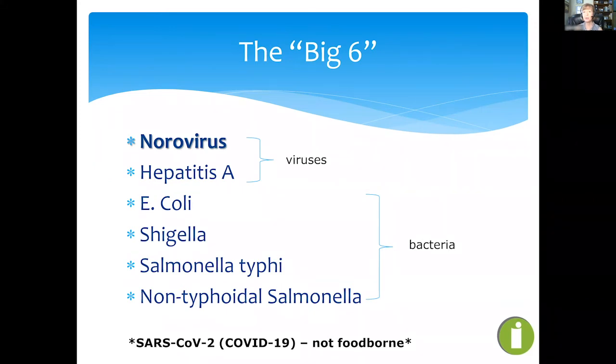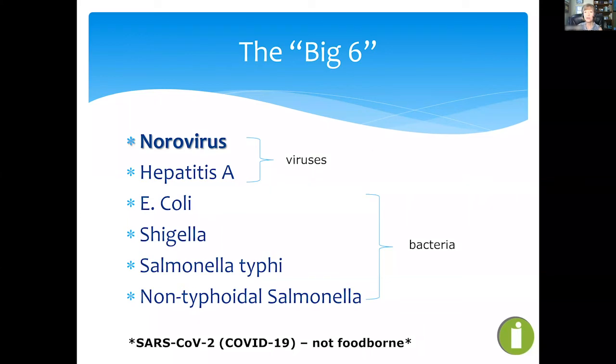Yesterday we talked about the Big Six. It's exposure really to any foodborne illness, but the ones that are most transmittable, that we focus on the most, are the ones you see listed here: the two viruses, norovirus and hepatitis A, and we're spending our time talking about norovirus today, as well as the four bacteria: E. coli, Shigella, Salmonella Typhi, which is typhoid fever, and non-typhoidal Salmonella, which is our regular chicken and egg Salmonella. We talked about this yesterday.